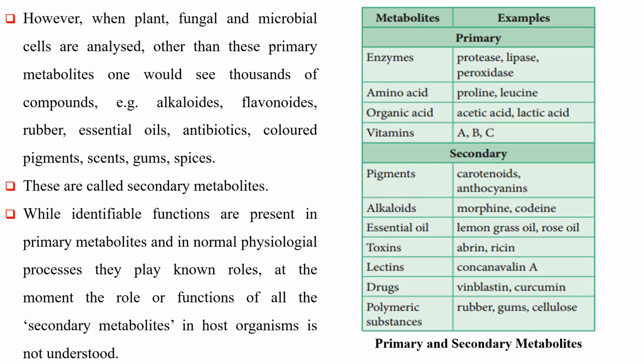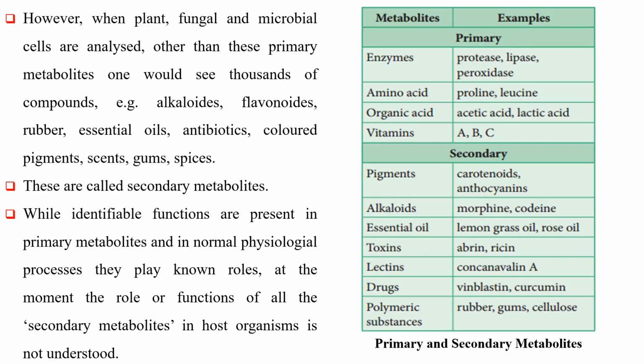However, when plant, fungal, and microbial cells are analyzed, other than these primary metabolites, one would see thousands of compounds, example alkaloids, flavonoids, rubber, essential oils, antibiotics, colored pigments, scents, gums, spices. These are called secondary metabolites.